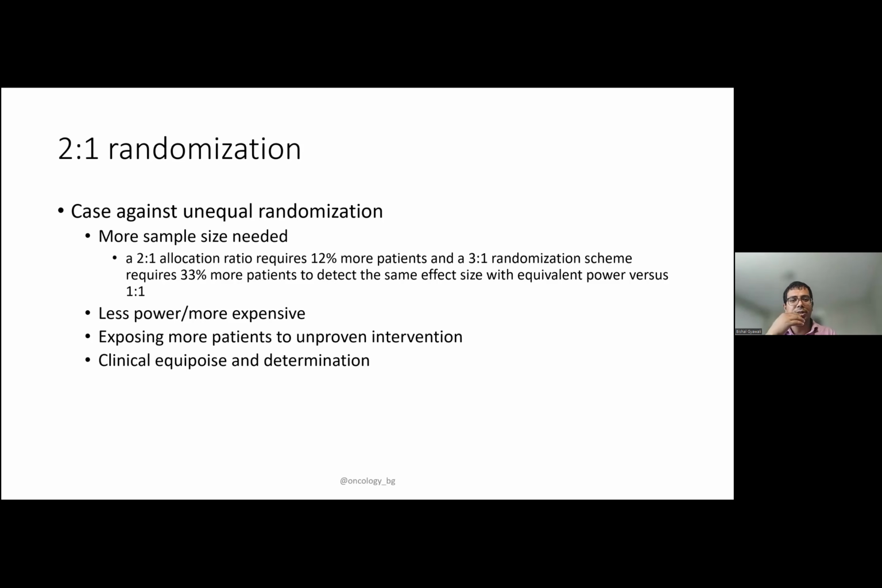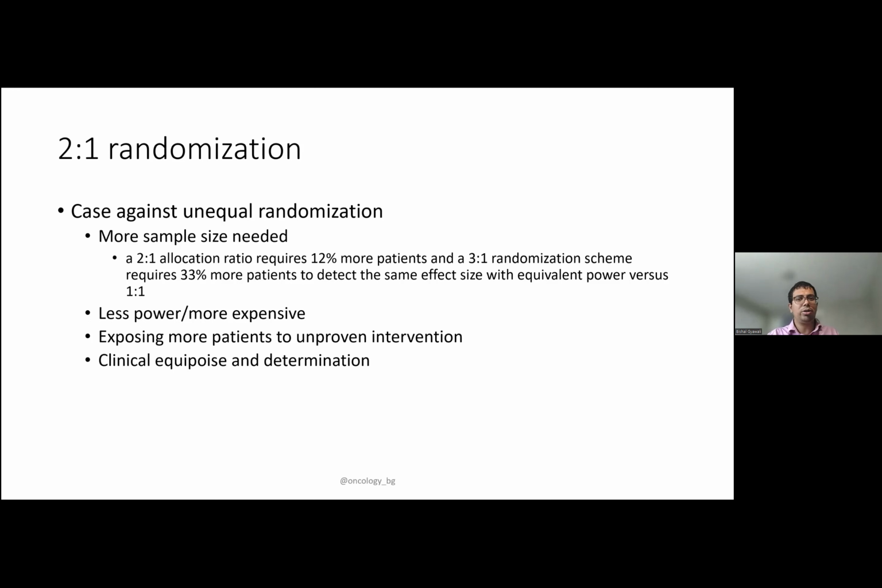And some people argue that 2:1 is important because it helps to recruit patients early, because more patients feel like they can get to the drug arm, and we believe that the drug is beneficial. But that's not a sound argument, because it violates the principle of clinical equipoise. Clinical equipoise means there is enough reason to believe that we do not know which treatment is better, and therefore we are doing a trial.